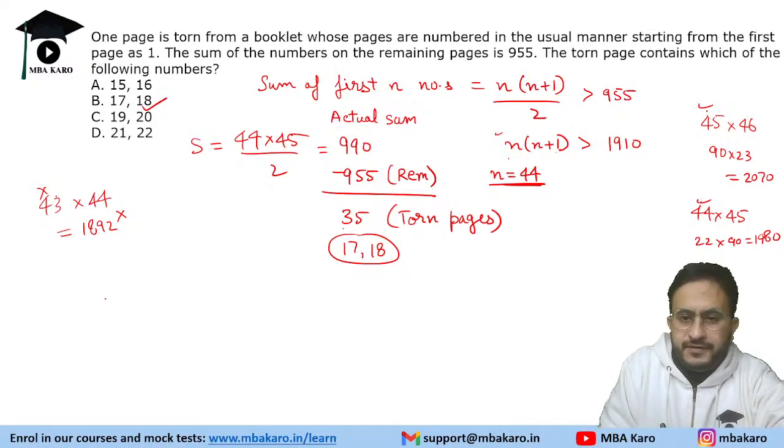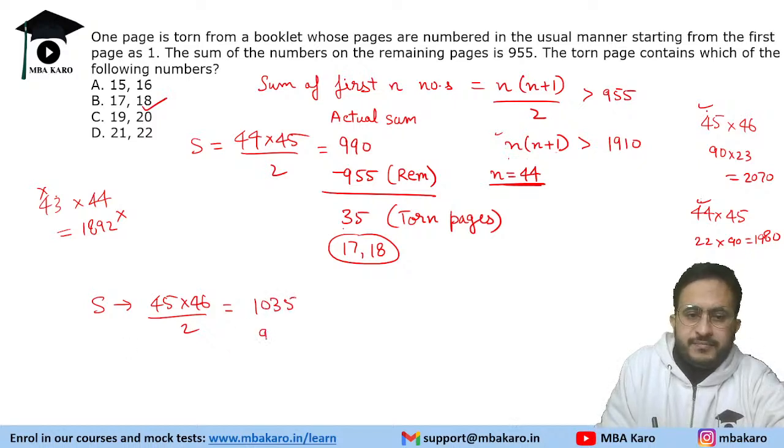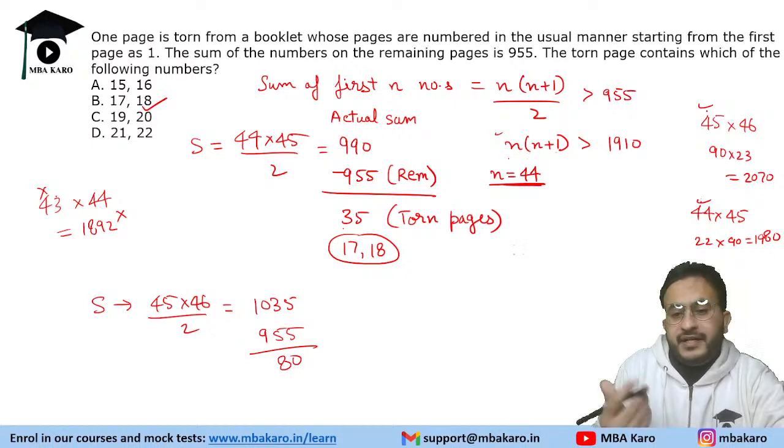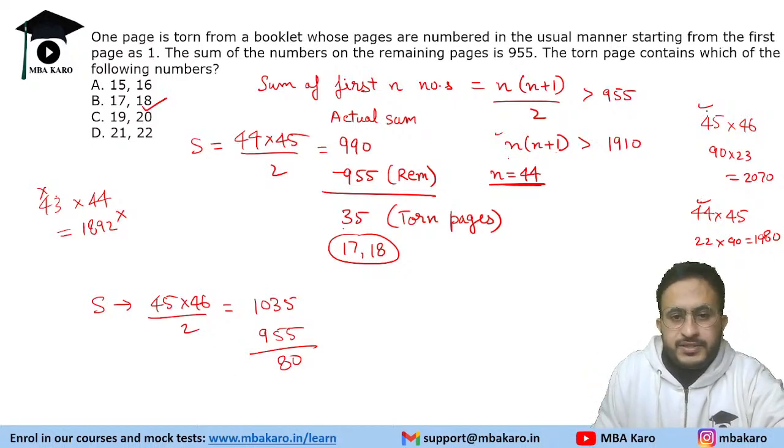So if we take 45, the sum will come as 45 into 46 by 2, that is equal to 1035. And this number is 955. Subtracted is 80. Can we have 80 as the sum of two consecutive numbers?